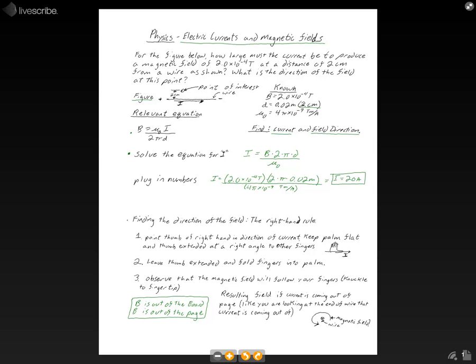A good way to visualize it is if you have a wire and the current is coming straight out of the wire in terms of the direction you're looking at it, the field will be going counterclockwise, or anti-clockwise, and that's one way to remember it. But probably the easiest way is just to use the right-hand rule. Don't use your left hand; it won't work. Just use your right hand.